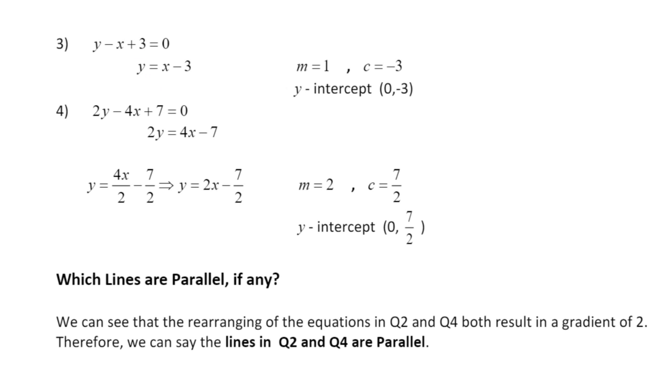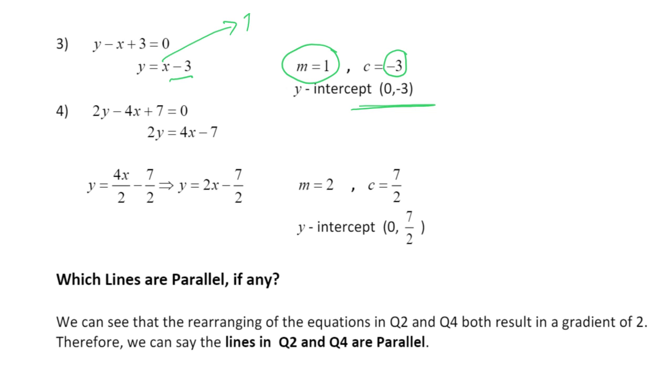And from there, it's relatively straightforward to see that although there's no value at the front of the x, we know that that is 1. So that's where we get the gradient is 1. In this case, we need to remember that we're bringing the negative sign with it. So that's -3, and the y-intercept can always be a coordinate, so that's (0, -3) also.